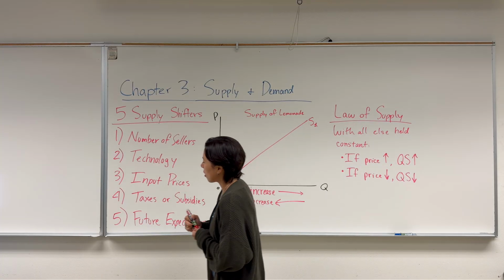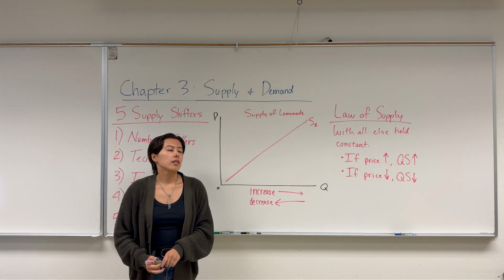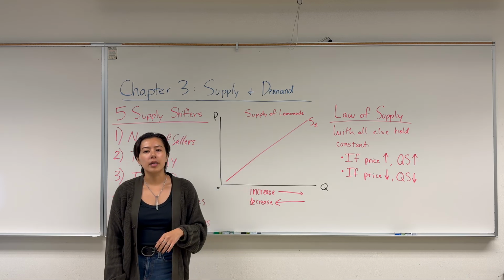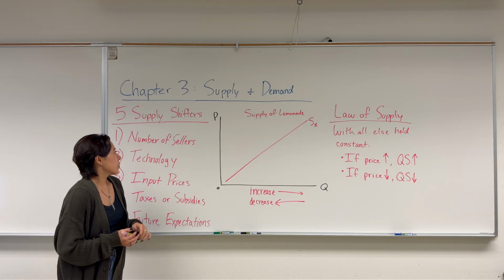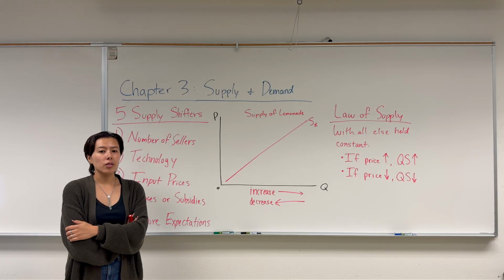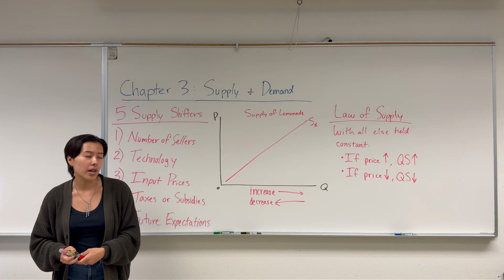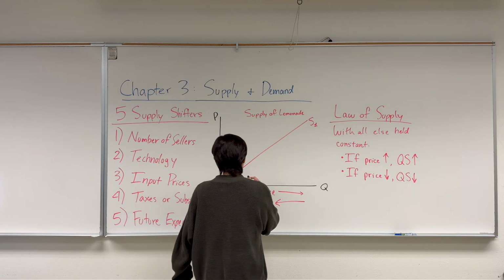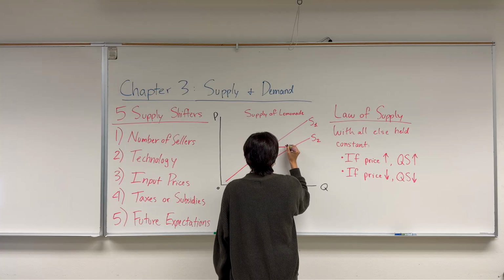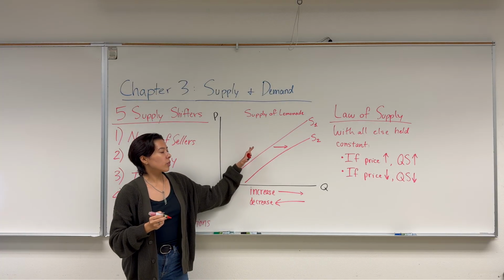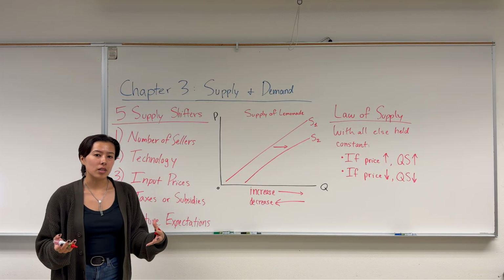So first, let's talk about the number of sellers. We're looking at the supply of lemonade. This is telling us all of the different quantities of lemonade that are supplied by all of our sellers, depending on the price. So if we have an increase in the number of sellers in this lemonade market, there's going to be more supply, right? So if we have an increase in the number of sellers, we're going to show an increase in our supply. Our supply curve is going to move from S1 to S2. Our supply curve shifts to the right, and this is our increase in supply.